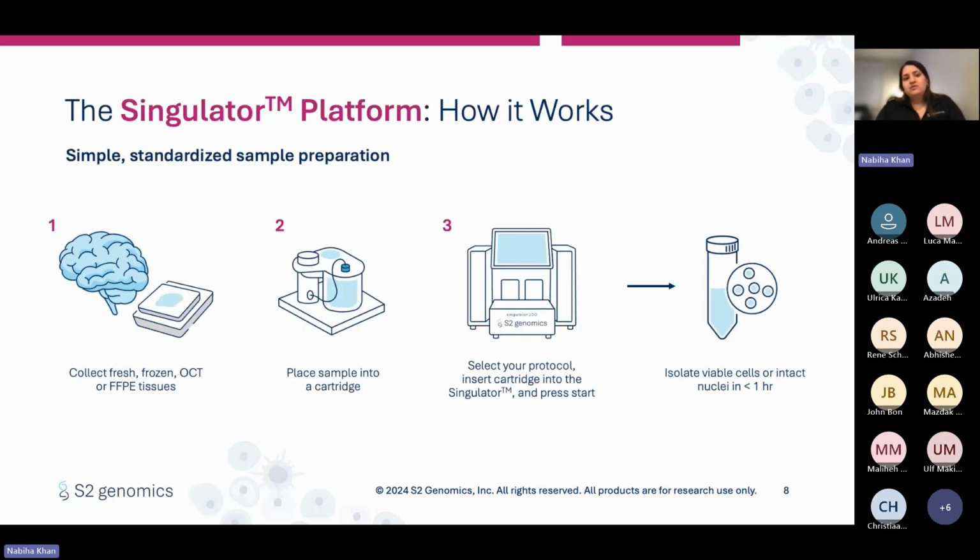And how it works is quite simple. Users collect their fresh, frozen, OCT embedded, or FFPE tissues. They place them in a cartridge, select the protocol, and press run. And within an hour, you have your intact cells or your nuclei, and not just one sample, but many. And we'll go over that in a second.